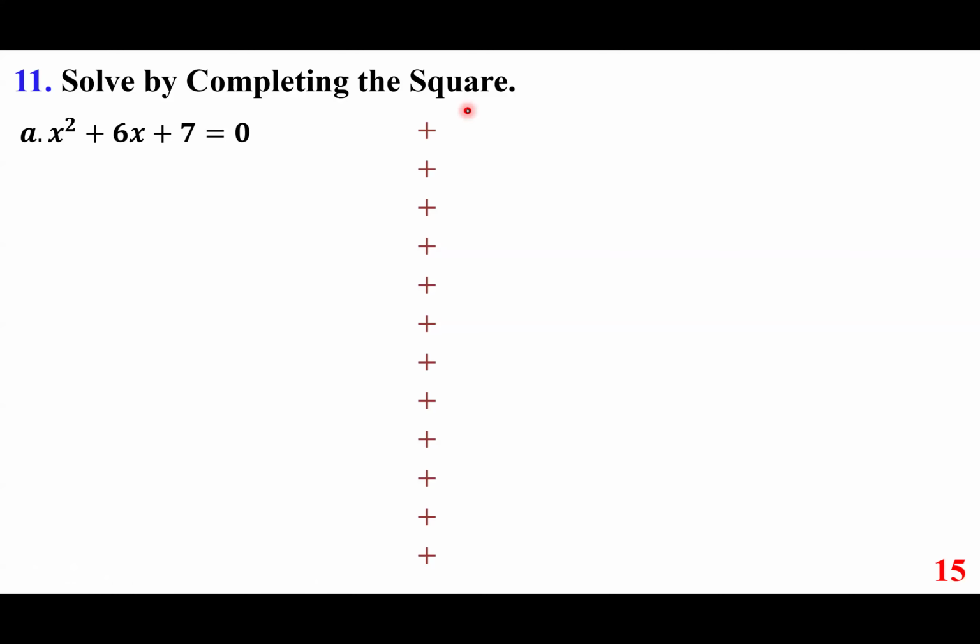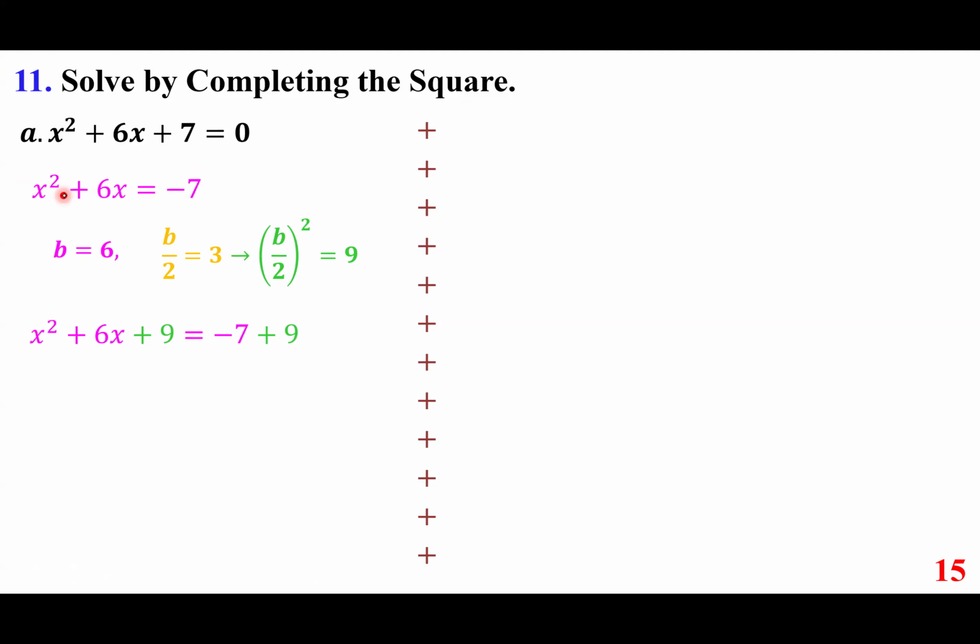We want to solve by completing the square, so we're going to move the 7. We look at a, which is 1, so we don't have to worry about it. So b is 6. Divided by 2 is 3, and squared, you get 9. So we're going to add 9 to both sides.